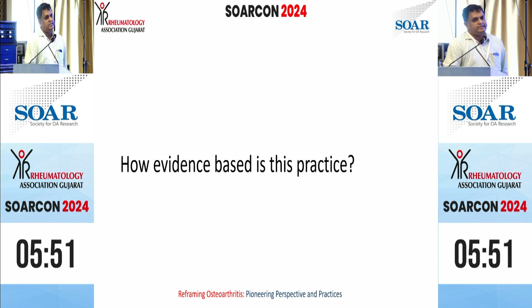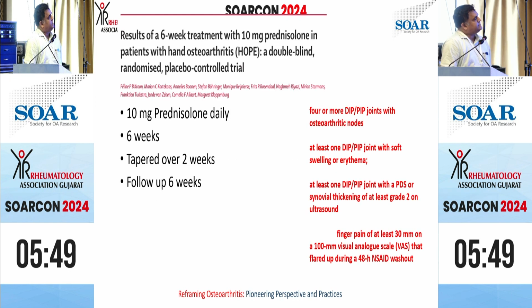So how evidence-based is this practice? This is the recently published HOPE trial, which looked into the results of 6-week treatment with 10 milligram prednisone in patients with hand osteoarthritis. This is a double-blind placebo-controlled trial which used patients with inflammatory osteoarthritis with significant pain. So they had a pain score of at least 30 millimeter, and had inflammation as demonstrated by soft tissue swelling or edema or by ultrasound. So 10 milligram prednisone was used for a period of 6 weeks, tapered over 2 weeks, and another follow-up period of 6 weeks.